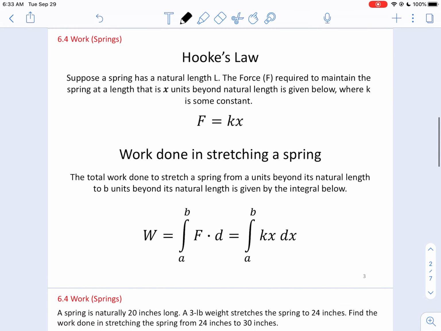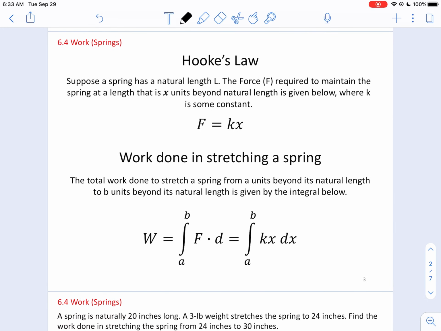Let's move on to the next slide here, something known as Hooke's law. Now suppose that a spring has a natural length L. The force required to maintain the spring at a length that is x units beyond natural length is given below, where k is some constant. F equals kx. So if you want to stretch this spring a certain distance past its natural length, it will require a certain amount of force to hold the spring right at that distance.